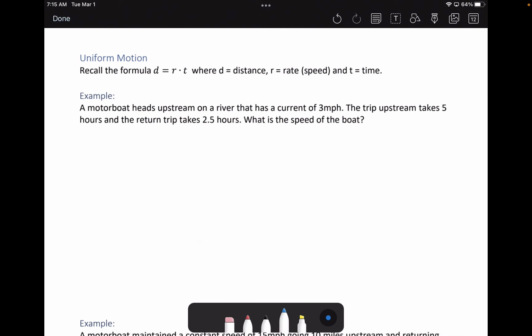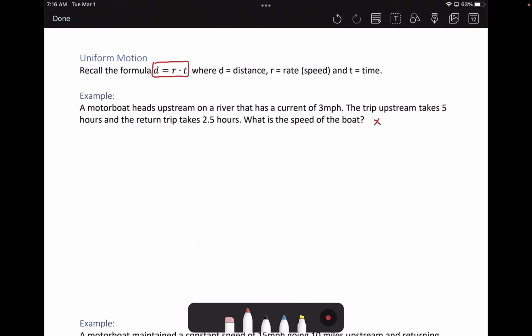Uniform motion problems. Recall the formula D equals RT. Distance equals rate times time. We're always going to be using some version of that equation, D equals RT. A motorboat heads upstream on a river that has a current of 3 miles per hour. The trip upstream takes 5 hours and the return trip takes 2.5 hours. What is the speed of the boat?